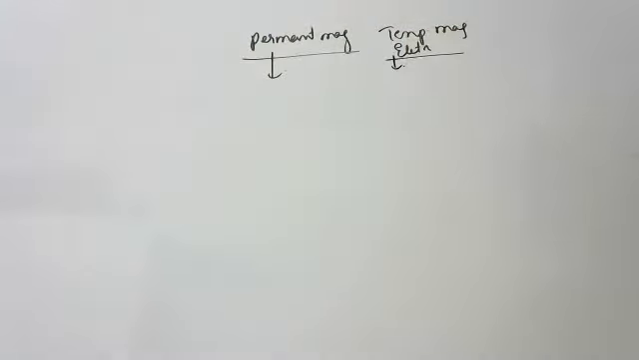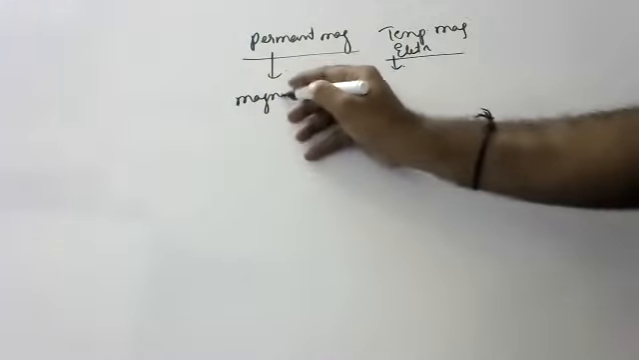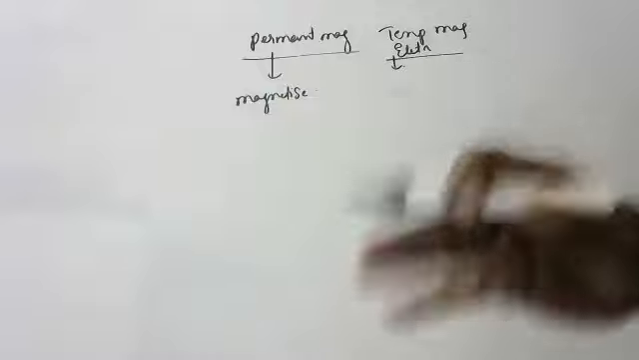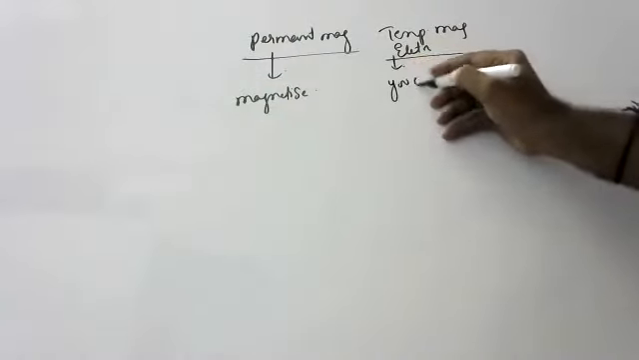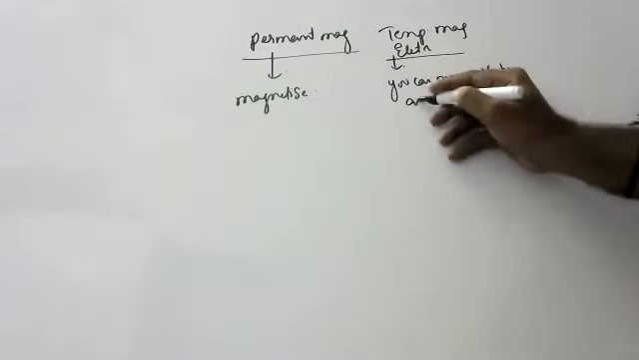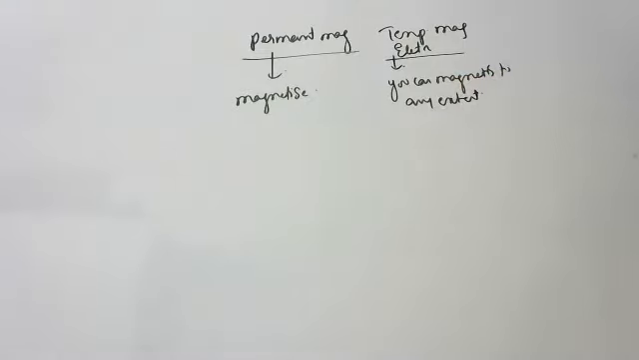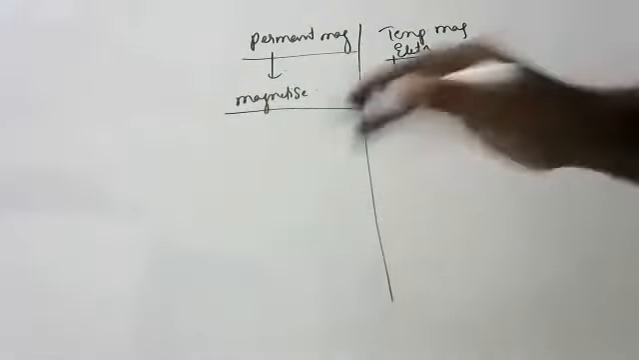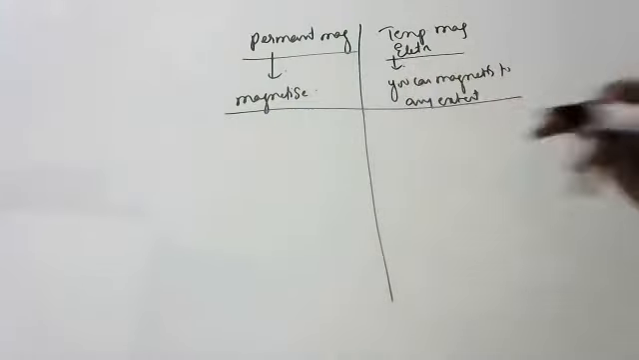So, children, what happens? Permanent magnets: once you magnetize it, it is over, it will behave as a magnet with a certain strength. That much magnet only it will become. But a temporary magnet you can magnetize to any extent. How much you want, you can magnetize that much. This has a limit, this does not have any limit.